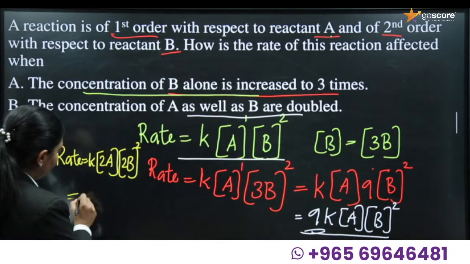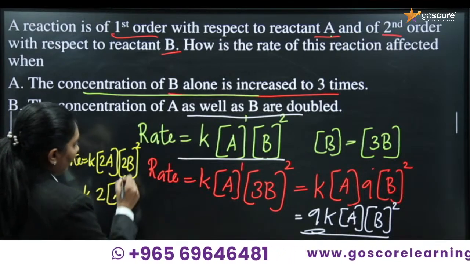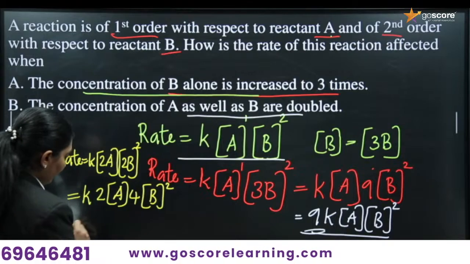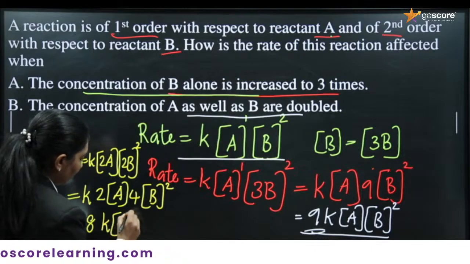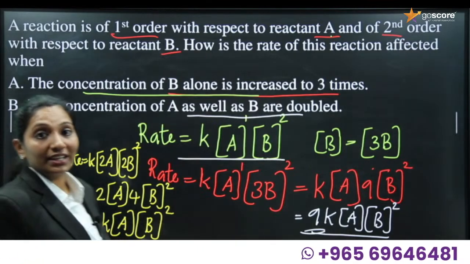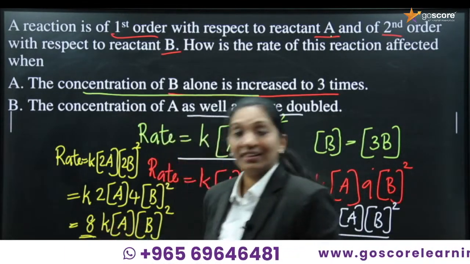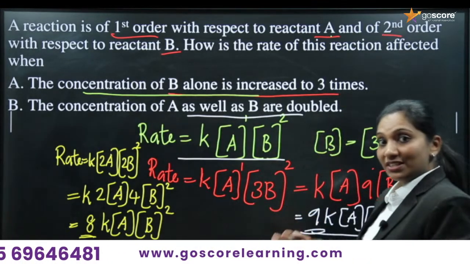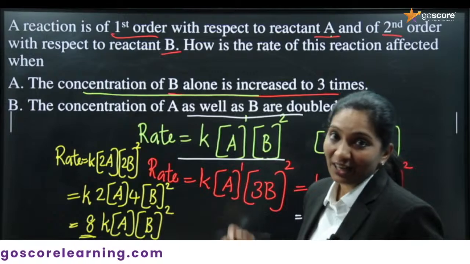Right? So it will be equal to k into 2 into concentration of A, 2 square means 4, into concentration of B square. Then 4 into 2 means 8. It will be 8 k into concentration of A into B square. See what happens to the initial reaction rate when you double the concentration of A and B. The rate of the reaction increased to 8 times. Okay. So this kind of questions with different values you can expect for your examinations. So I hope this is clear for you all.